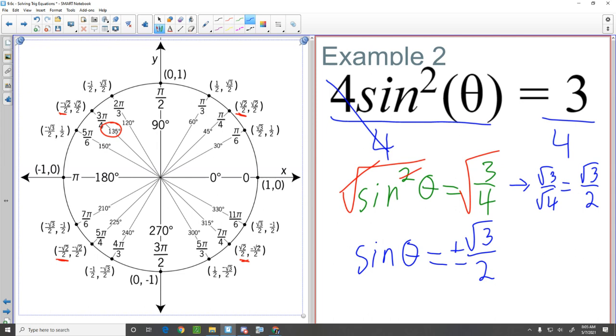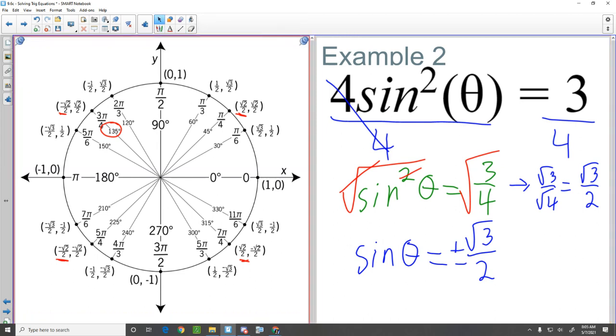So we're actually looking for every angle with a y coordinate, since it's sine, that's the y coordinate, of a positive root 3 over 2 or a negative root 3 over 2. So how many answers are you going to get, everyone? 4 of them, right? You're going to have one of those in every quadrant.